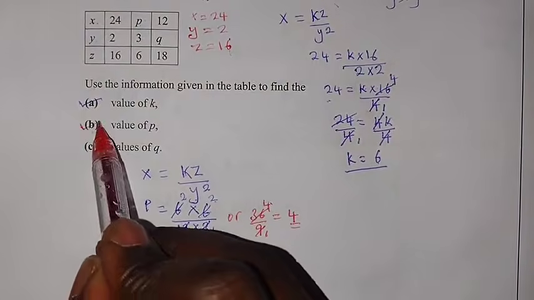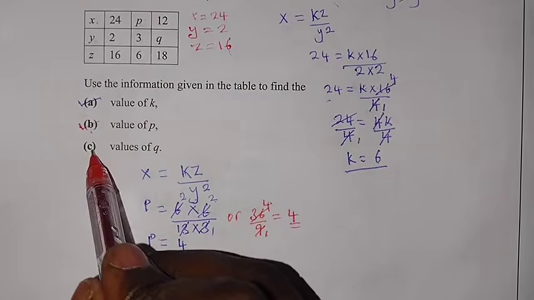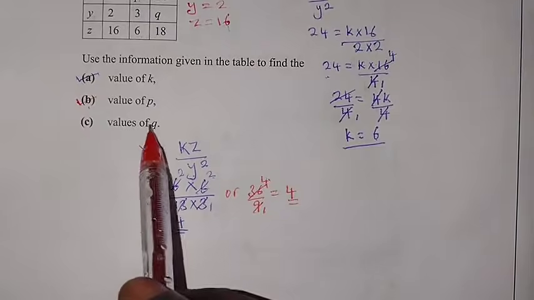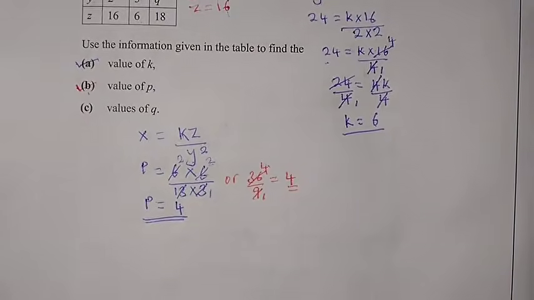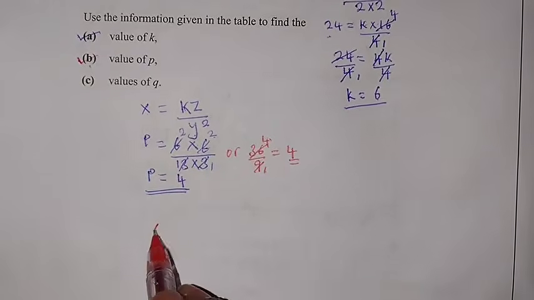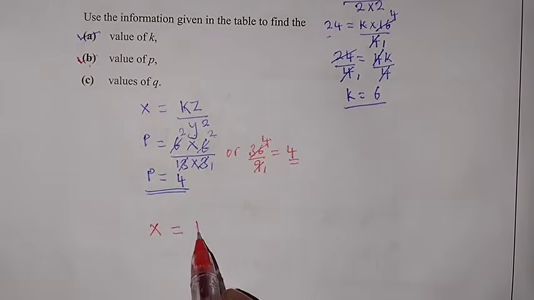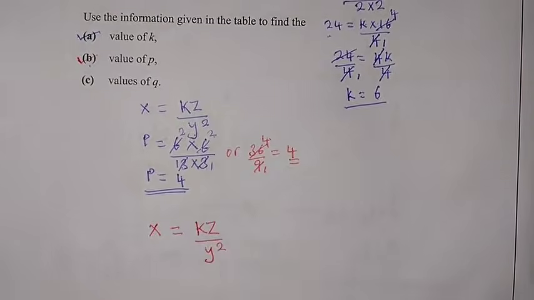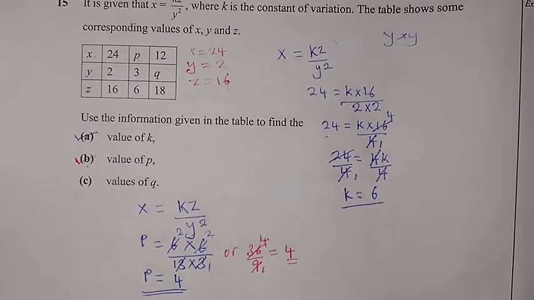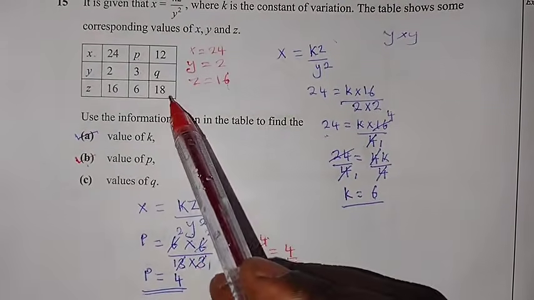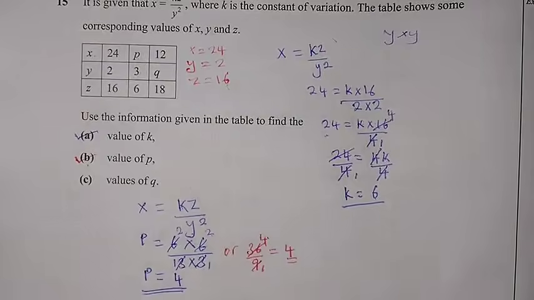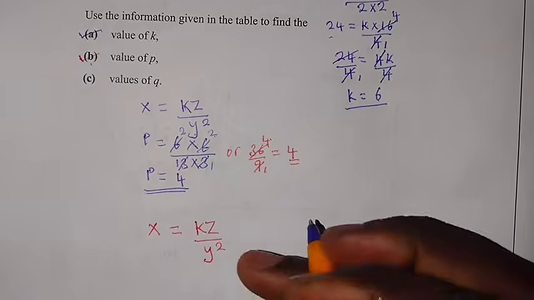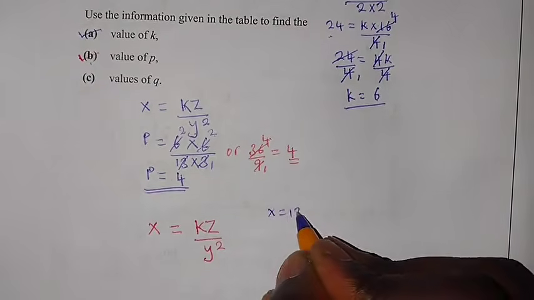So we have answered our question B right here. We are remaining with our question C. So we now find the value of q. So to find the value of q, again, we are using the same formula, which is x is equal to kz over y squared. So in this case, let's go back to our table. This is our table here. So x is 12. So you can just write them here. X is equal to 12.